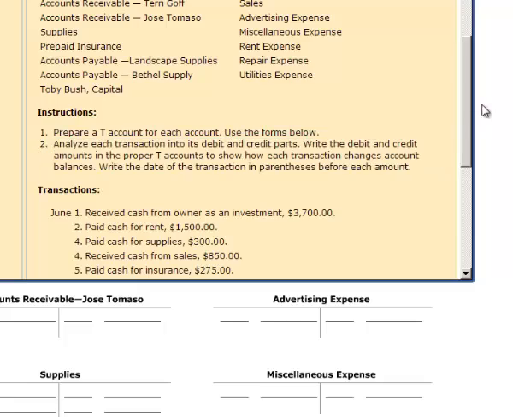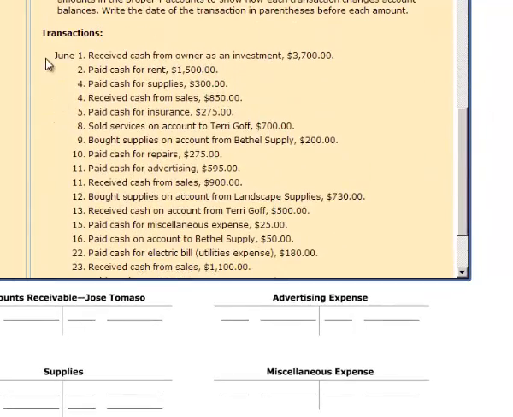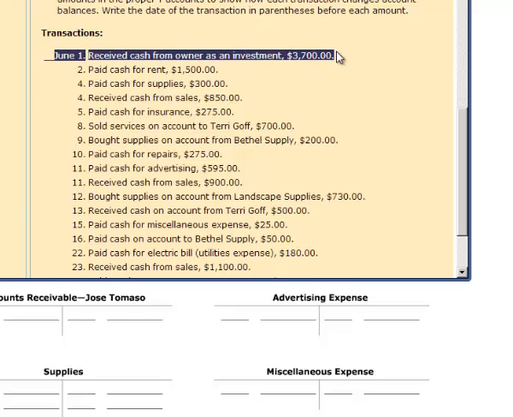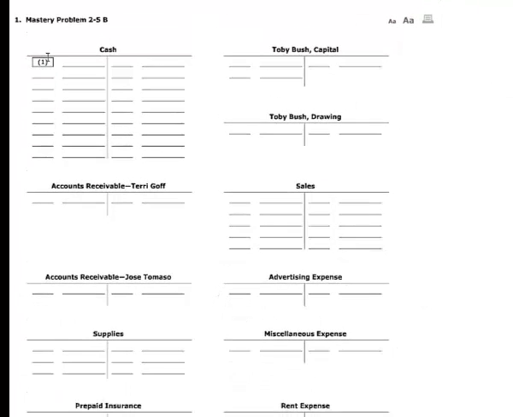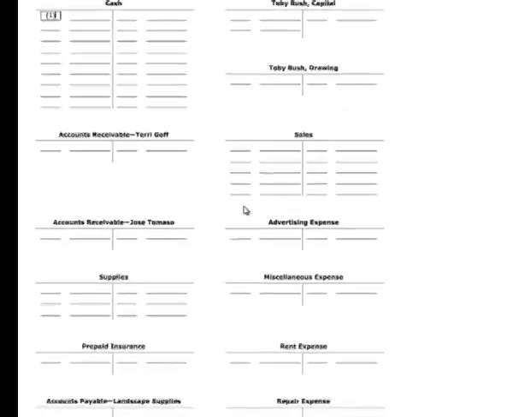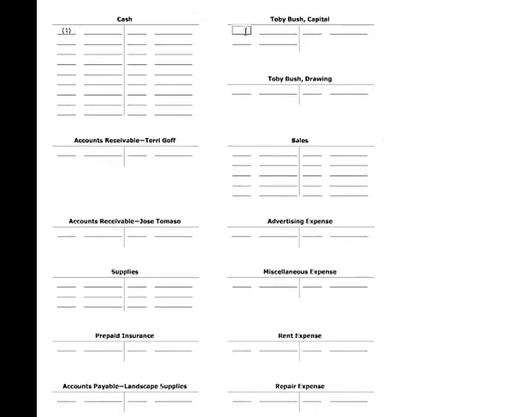So, here we go. Let's take a look at our first transaction. June 1st: received cash from owner as an investment. When I look at this, I obviously know I'm receiving cash, so cash is one of my accounts. And if you remember from the past, whenever an owner invests money into a business, it is the capital account. So I'm going to find my two accounts. First off, I know I have cash in parentheses 1. And I'm also going to go to where it says Toby Bush, Capital. So I know those are going to be my first two accounts.